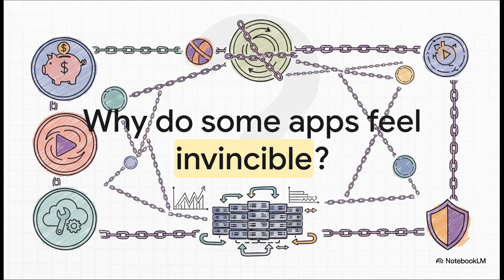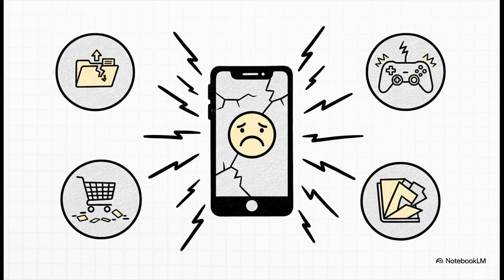You know exactly what I'm talking about, right? Those services you use for banking or streaming your favorite show or getting work done, they're just always on. They feel completely unbreakable. So how do they do that? How do they pull off that level of reliability? And then there's the other side of the coin.